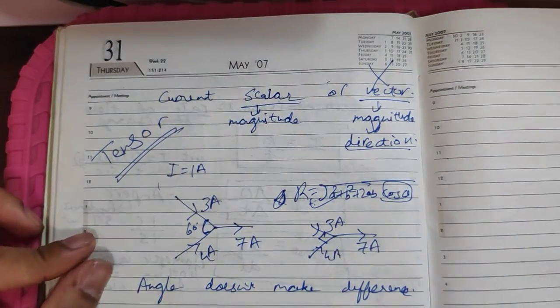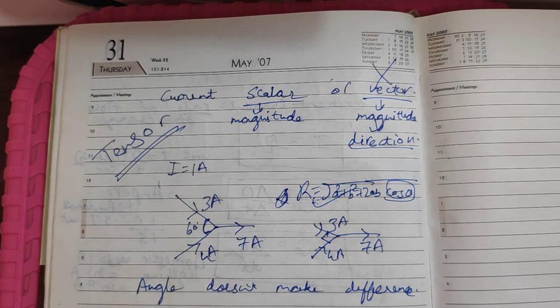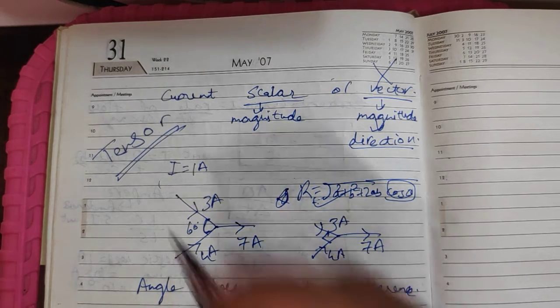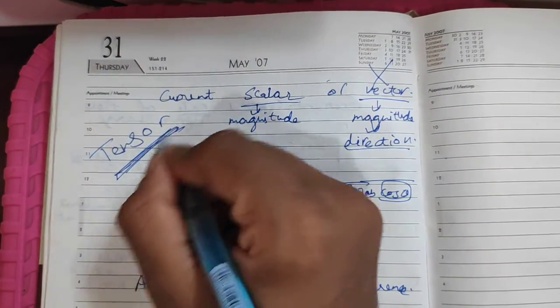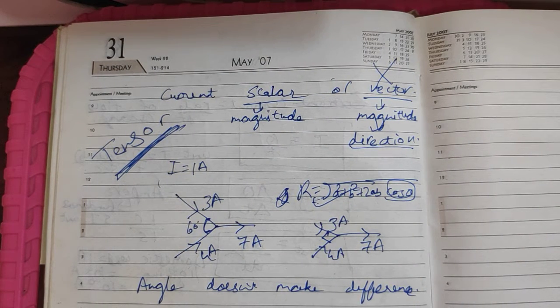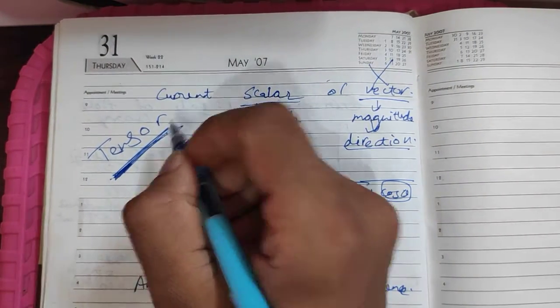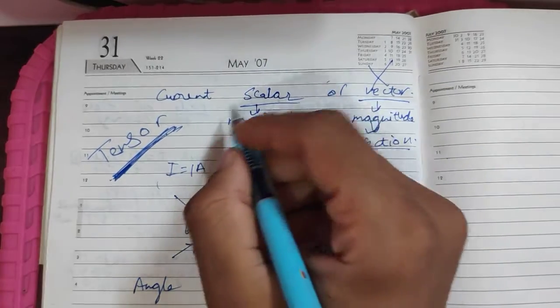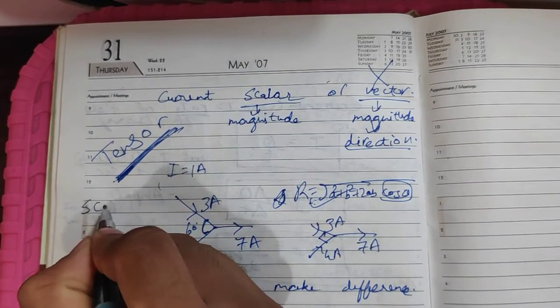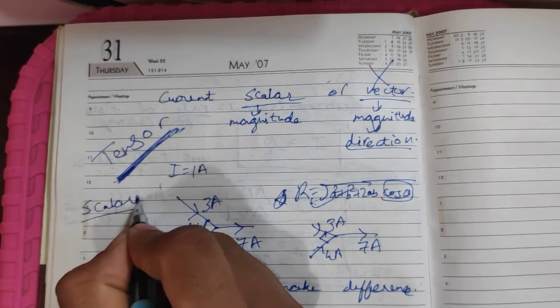Tensor is not in your syllabus. You will study it only if you go for further studies in mechanical engineering or civil engineering. Then you will come across the word tensor. So if in the exam it is asked whether current is a scalar or a vector quantity, if tensor is given as an option, then you need to tick the tensor. If not tensor, then only the second option, scalar, will be the answer.